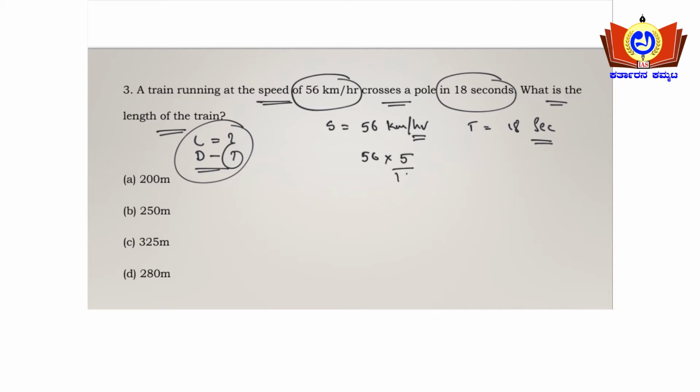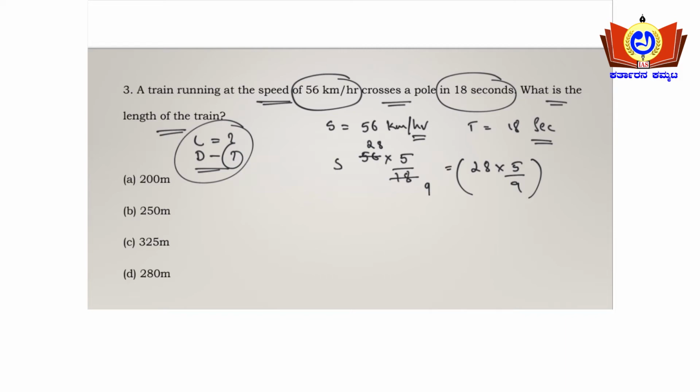So what I will do, 5 divided by 18, I will be cross multiplying. 2 9s are 18, 2 2s are 4, 2 8s are 16. That is nothing but 28 into 5 by 9. I will be keeping it like this only. This is the speed when converted into meters per second.